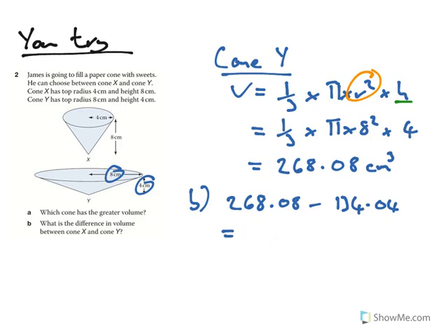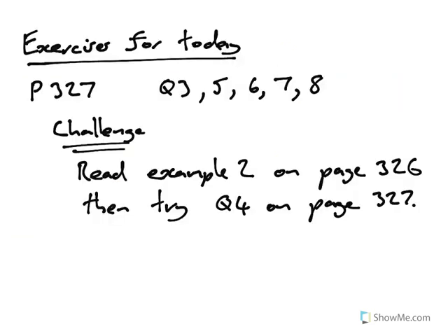Okay, so the final answer for this is going to be 134 centimetres cubed. I've taken cone Y's volume and taken away cone X's volume. You'll notice I get 134, and that's to do with the fact that you get an extra 2 in here because of the squaring. Okay, so that's those two questions I had a look at.